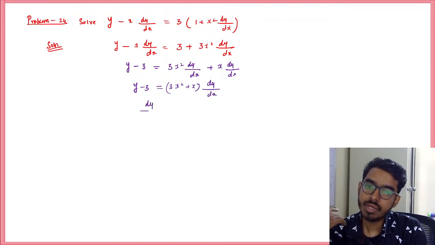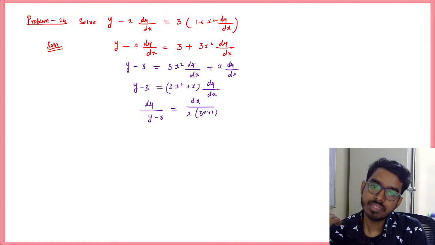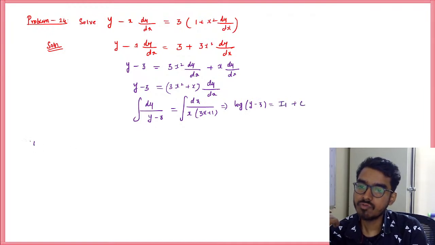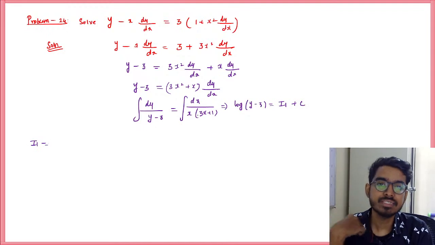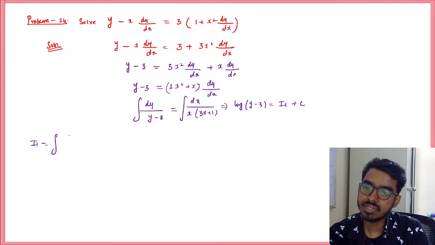So we have dy divided by y minus 3 is equal to dx divided by, if I take x outside, we have dx plus 1, right? So integrate this. This will be log y minus 3. Let's call this some I1 plus c. Now to find I1, you can see this is a proper rational function, right? Degree of numerator is 0, degree of denominator is 2. This is a proper rational function.